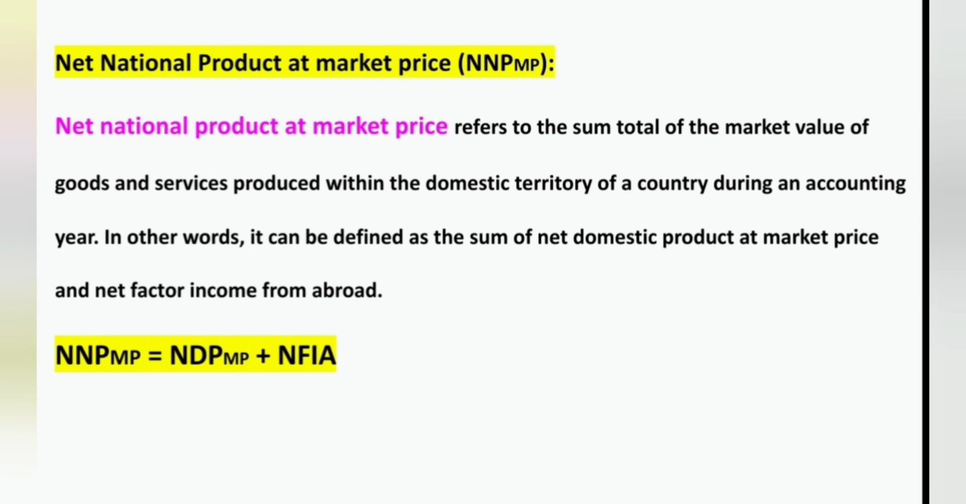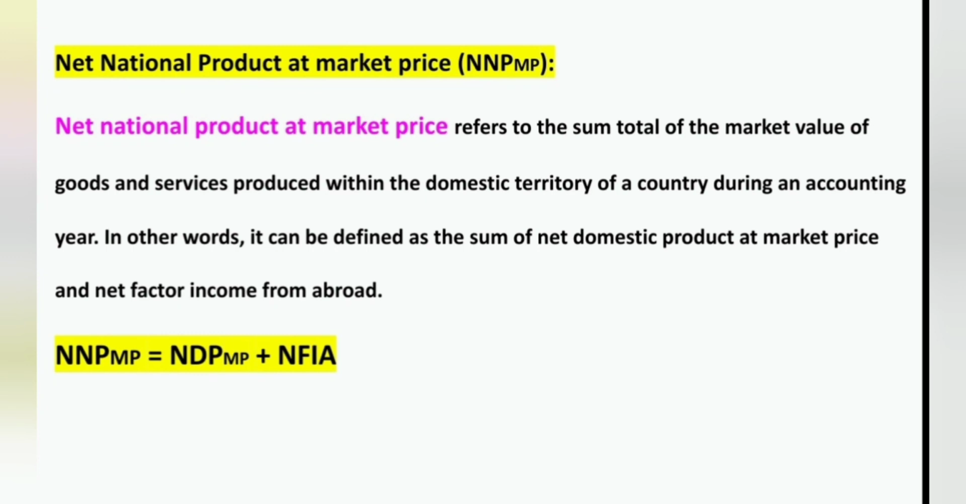So, NNP at market price can be calculated in different ways. One is NDP at market price plus NFIA, that is domestic income, net domestic income at market price. To that, if you add income from abroad, net factor income from abroad, you will get NNP at market price, or GNP at market price minus depreciation. You will get NNP at market price.